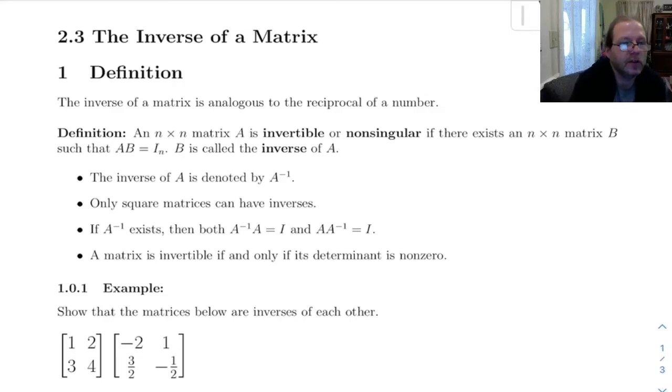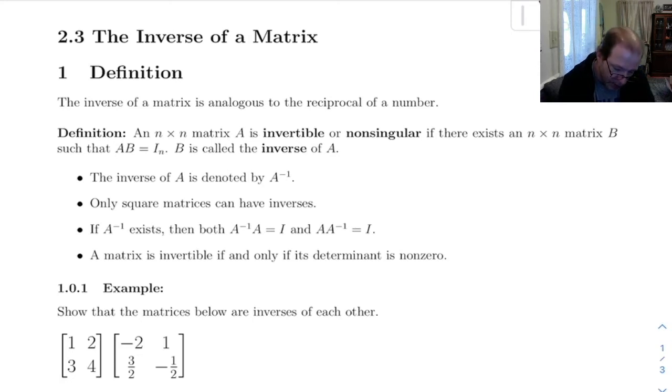This section is on the inverse of a matrix. Now, we've been talking about how you can do arithmetic with matrices the same way you do arithmetic with real numbers. And the inverse of a matrix is analogous to the reciprocal of a number. But only square matrices have inverses, and not all square matrices have them. We only talk about inverses of a matrix if the matrix is a square matrix.